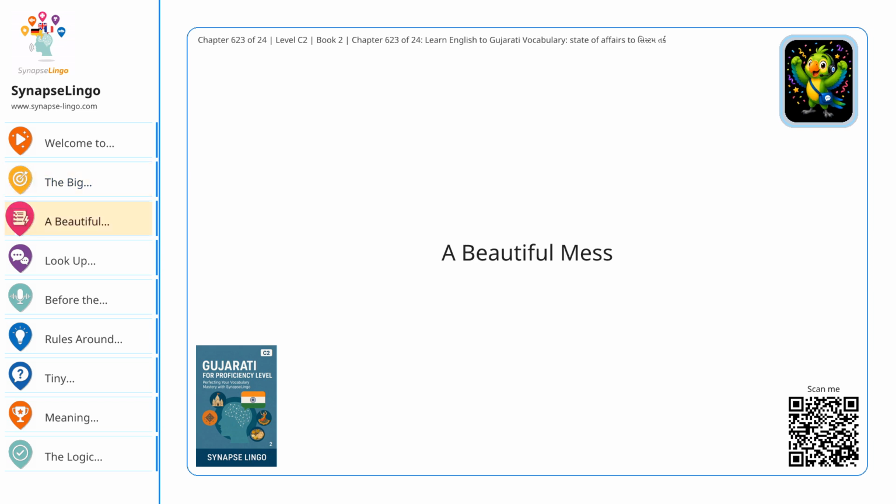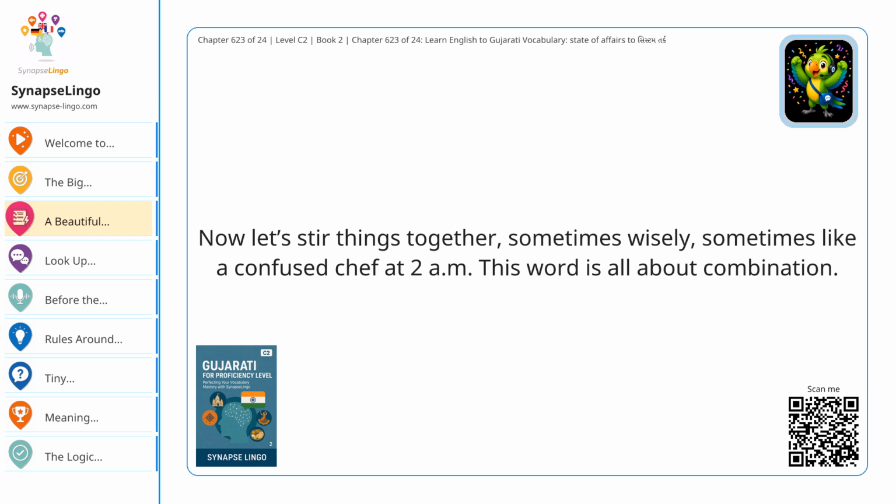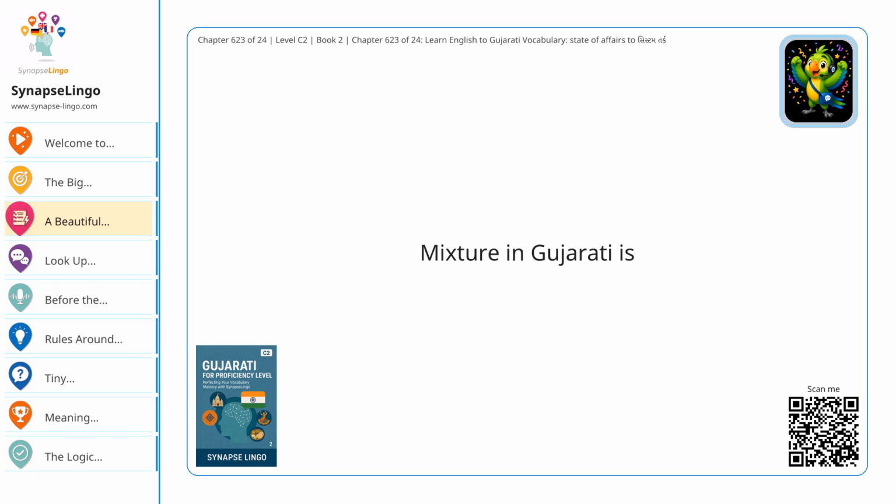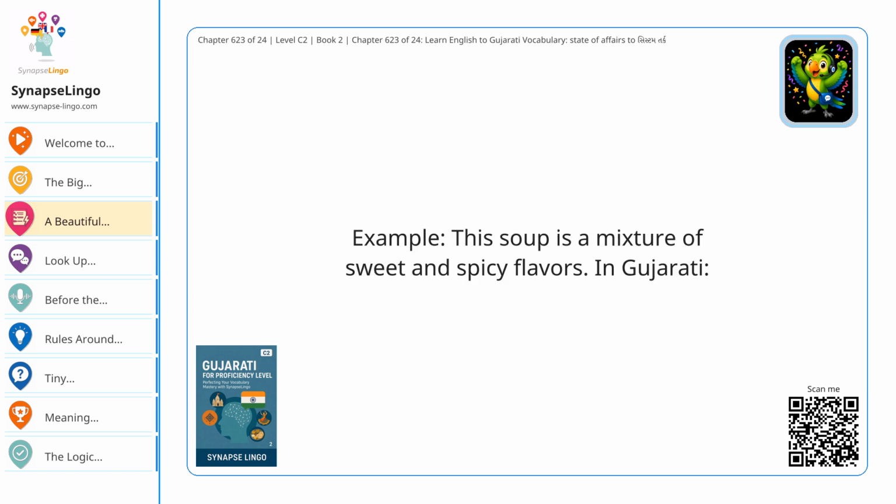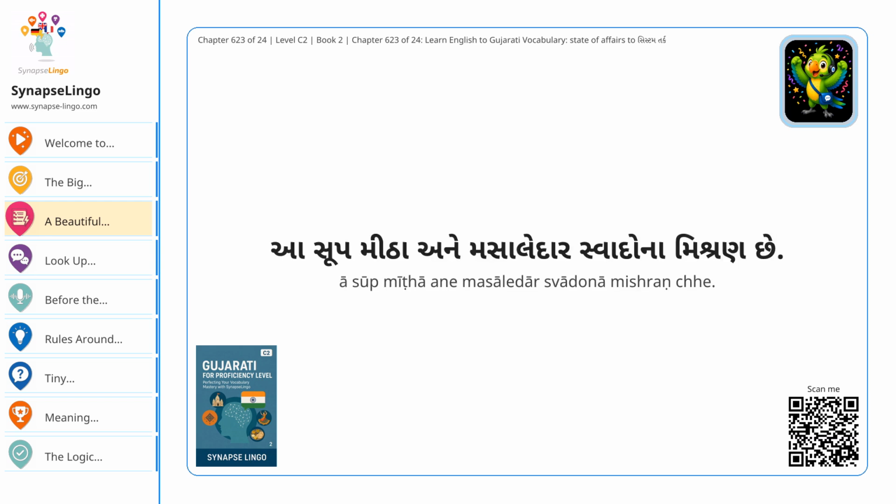A beautiful mess. Now let's stir things together, sometimes wisely, sometimes like a confused chef at 2 a.m. This word is all about combination. Mixture in Gujarati is મિશ્રણ, repeat it. મિશ્રણ. Example. This soup is a mixture of sweet and spicy flavors. In Gujarati. આ સૂપ મીઠા અને મસાલેદાર સ્વાદોના મિશ્રણ છે.